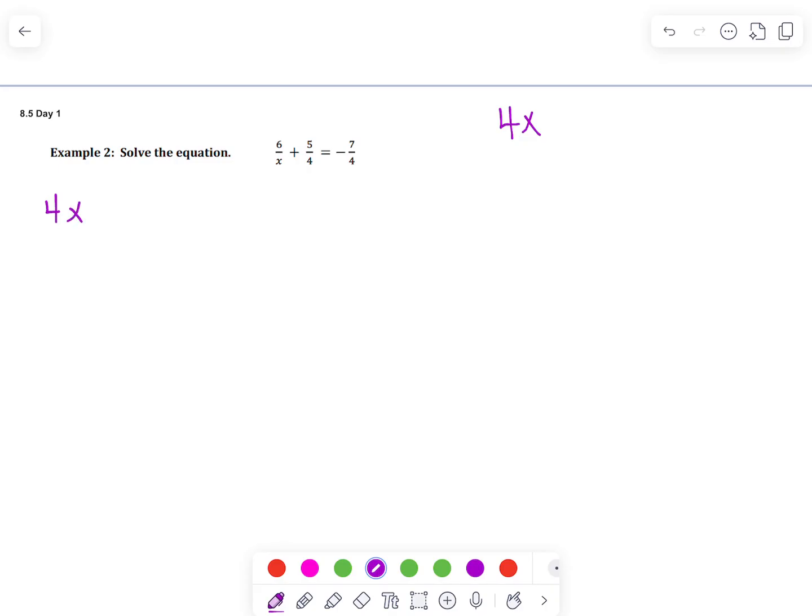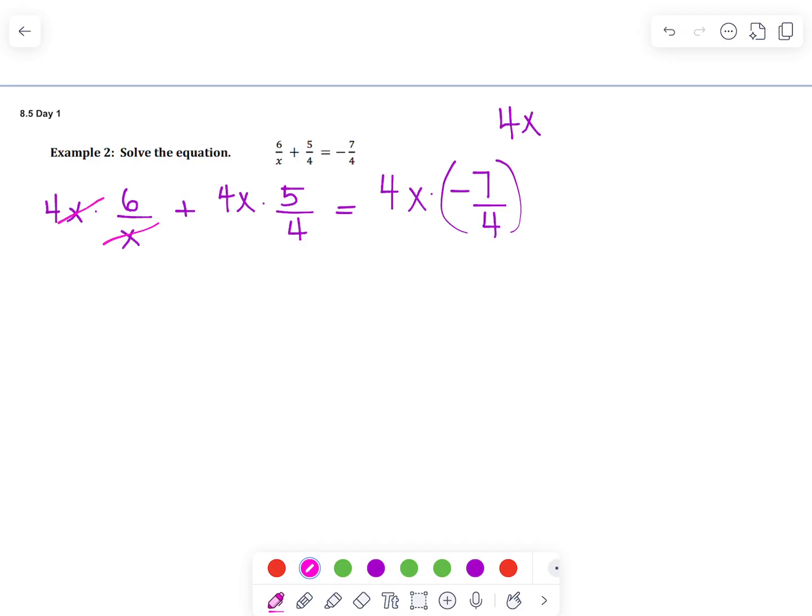So 4x times 6 over x plus 4x times 5/4, 4x times negative 7/4. Now we cancel our common factors. We have an x, a 4, and a 4. So what's left? We have a 4 times a 6 plus a 5 times an x, and then a negative 7 times an x.